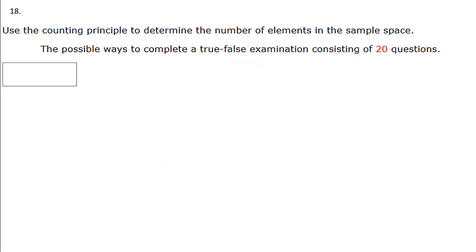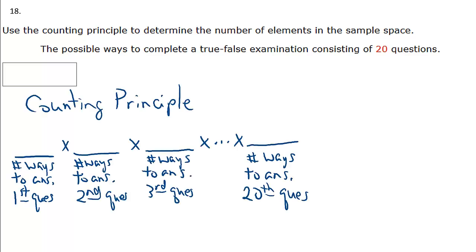18. Use the counting principle to determine the number of elements in the sample space, the possible ways to complete a true-false examination consisting of 20 questions. Now, if you think about this, it's hard to write out, but this is a 20-stage experiment. The first stage is the number of ways to answer question 1. The second stage is the number of ways to answer question 2. The third stage is the number of ways to answer question 3. And then finally, you get out to the number of ways to answer question 20.